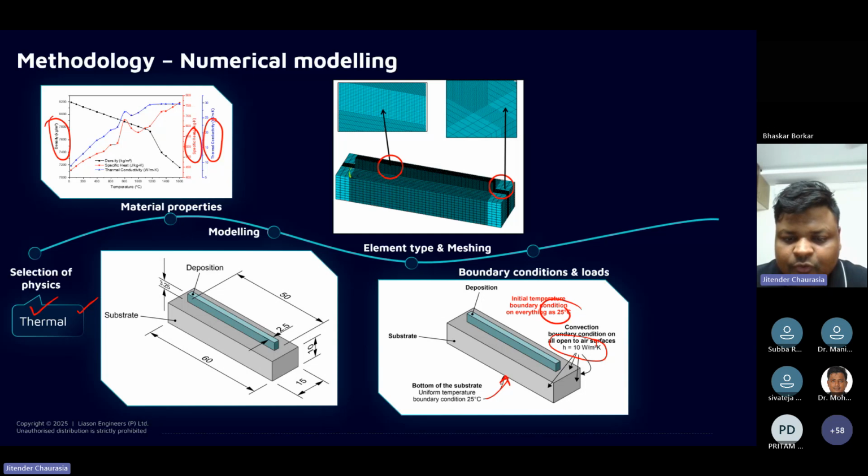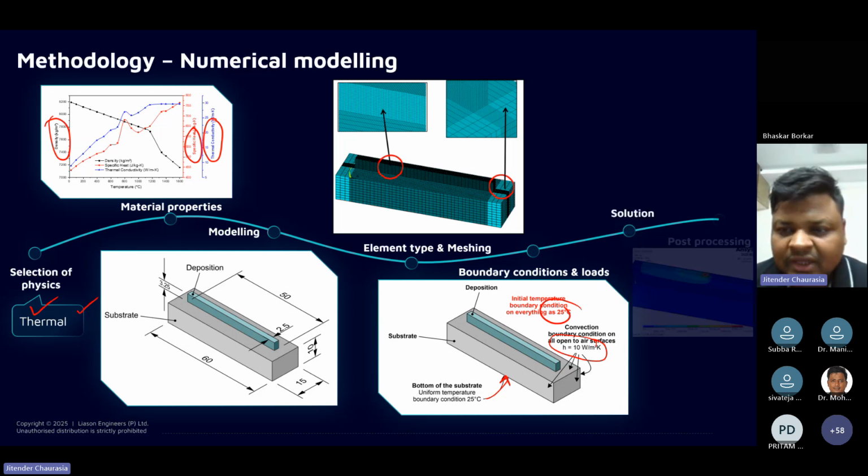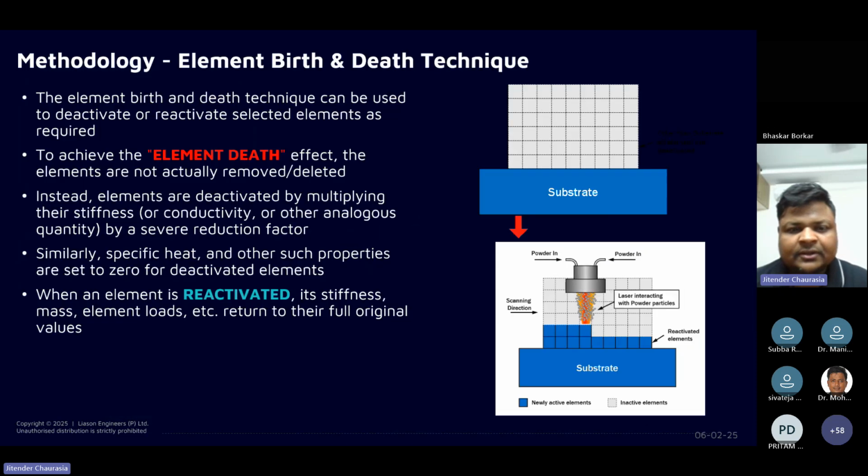I'm assuming my bottom should always remain at 25 degrees because I am simulating a very big plate, but a small model of it. So I assume that my plate has an infinite absorption of heat. That's how this boundary condition works. I will solve it and then I'll get some result.